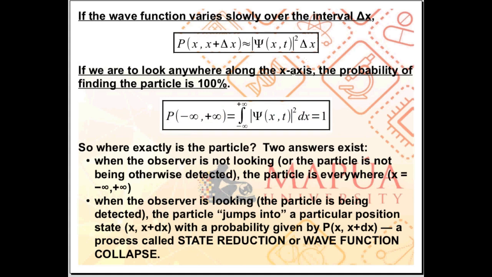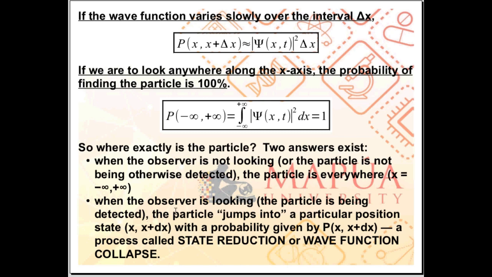If we are to look anywhere along the x-axis, so instead of simply going from x to x plus delta x, we look anywhere along the x-axis, it stands to reason that the chance of finding the particle is 100%. P is equal to 1. So where exactly is the particle? Two answers exist. When the observer is not looking, or the particle is not being otherwise detected, the particle is everywhere. The particle can be anywhere.